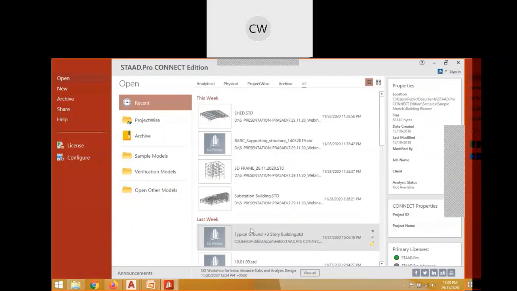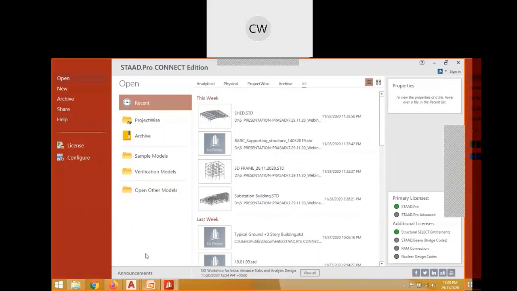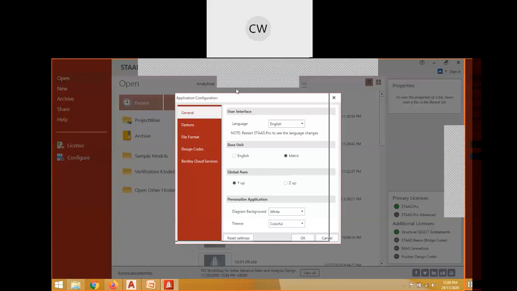Now, where to start is actually important. The first thing you need to configure is your unit system. STAAD has two unit systems: one is metric and the other is the English unit system. Both are there in STAAD. So you need to configure your model. For creating a new model, just say configure.